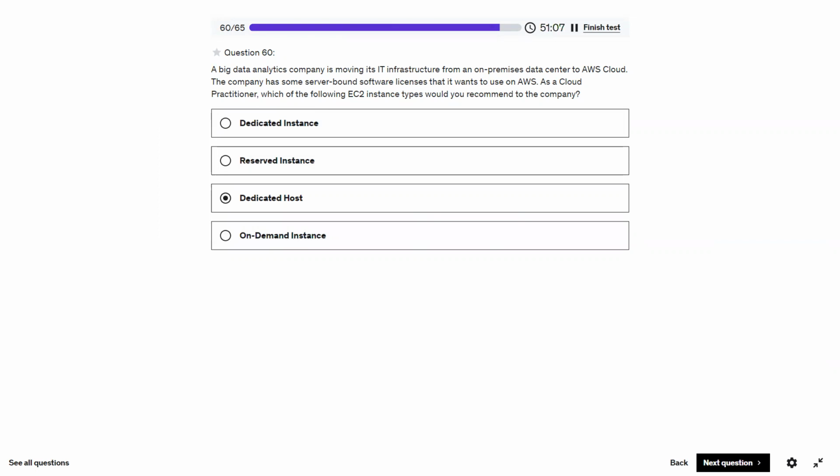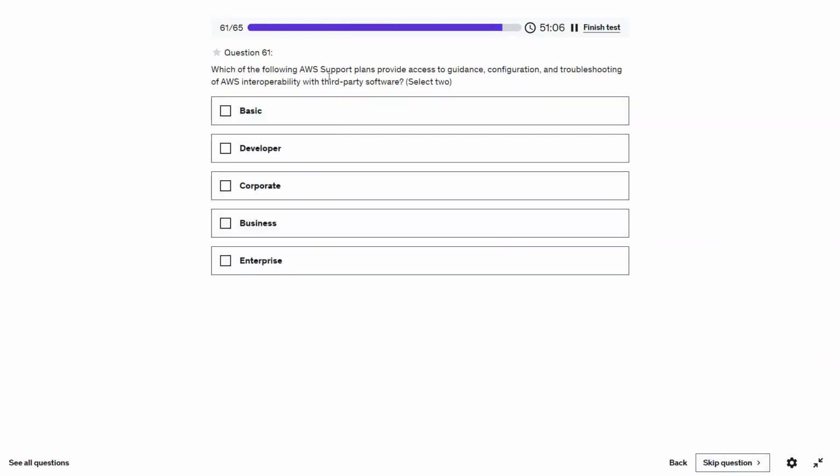Okay. So next question: which of the following AWS support plans provide access to guidance, configuration, troubleshooting to AWS interpreter to the third party software? So enterprise, because it's a high level, definitely it will provide. Business, this is also the high level. Corporate, there is nothing like a plan, so it's a distractor option.